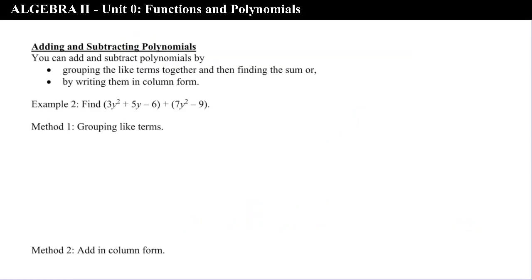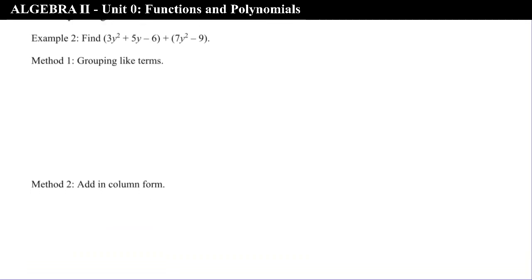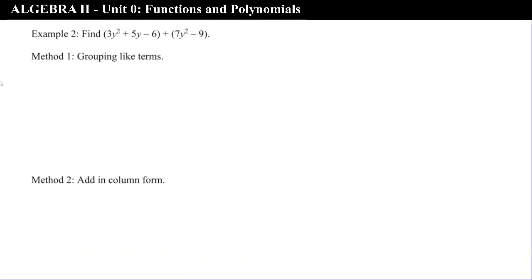Now let's talk about adding and subtracting polynomials, because we actually want to work with these things. Well, you can add and subtract polynomials by either grouping like terms together and then finding the sum, or you can write them in column form and find the sum that way. So let's do this first example here, example 2, and let's start off by grouping the like terms.